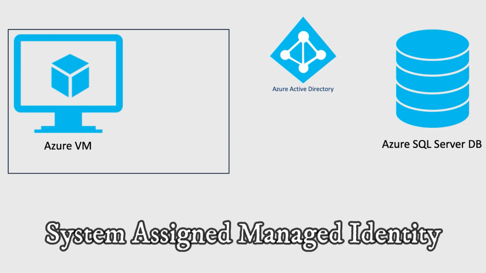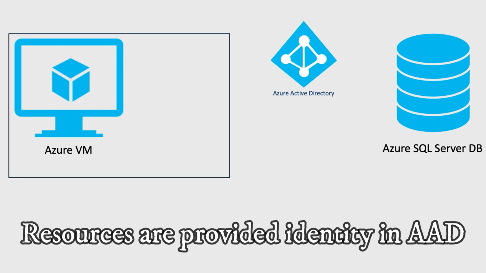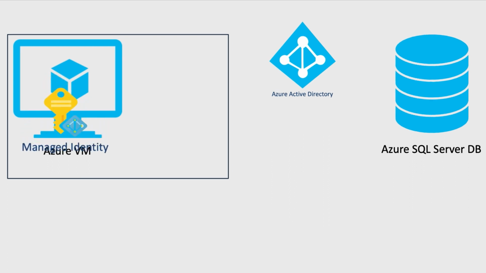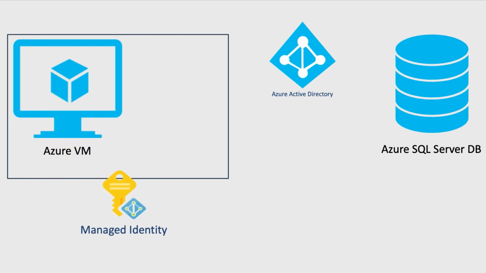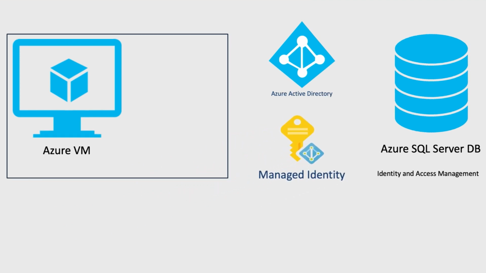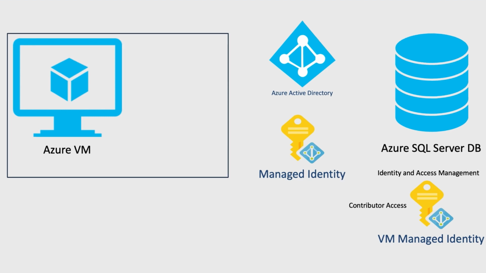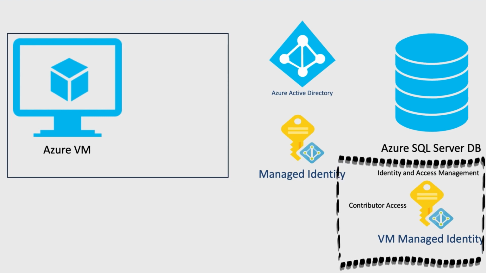Let's talk about system assigned managed identity. Similar to user identities, resources are also provided identities in Azure Active Directory. In our case, the VM is given an identity and you whitelist this identity on different resources, in our case, the SQL database, using identity access management. You can also provide permissions to a managed identity like you do to a user. For example, the VM Managed Identity is given contributor access to the Azure SQL Server database.